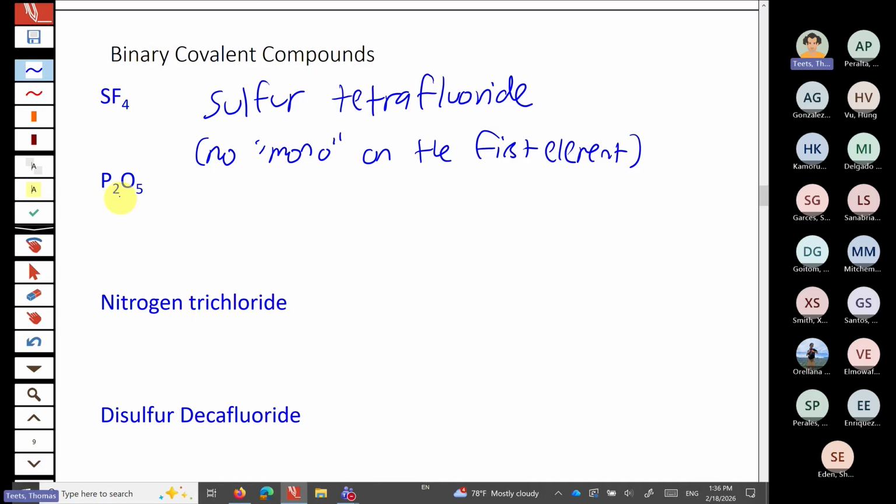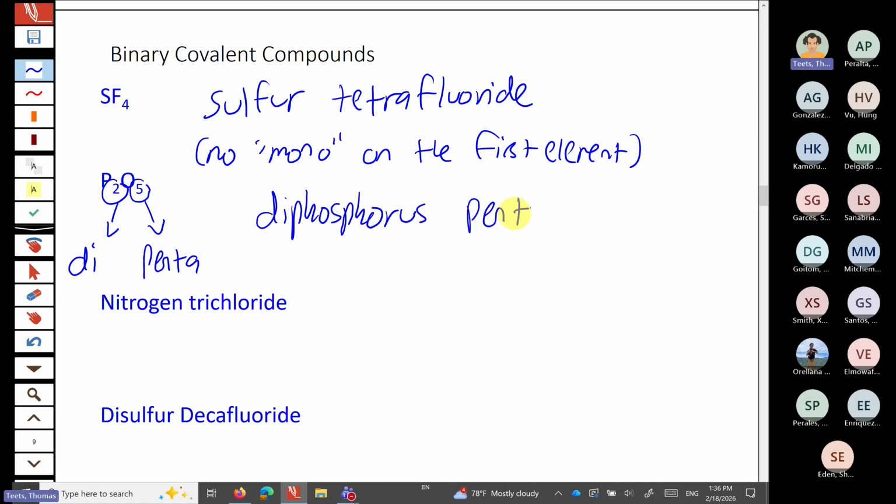And then in this example here, P2O5, the 2 on phosphorus tells us that it should have a prefix of di. The 5 on oxygen should have a prefix of penta. And so when you name this, you just need to put the prefixes in front of each element. First one, the name doesn't change, phosphorus.